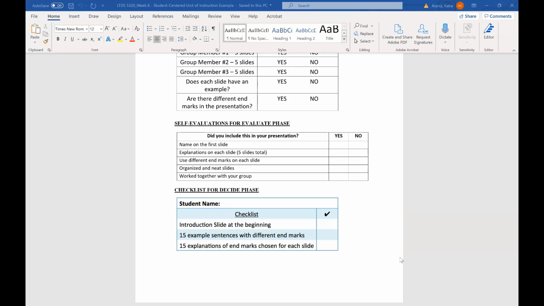This is a fabulous example. Hopefully this exemplar will provide you with opportunities to begin with the end in mind and to think about what you will be working towards as you design your own student-centered unit of instruction.